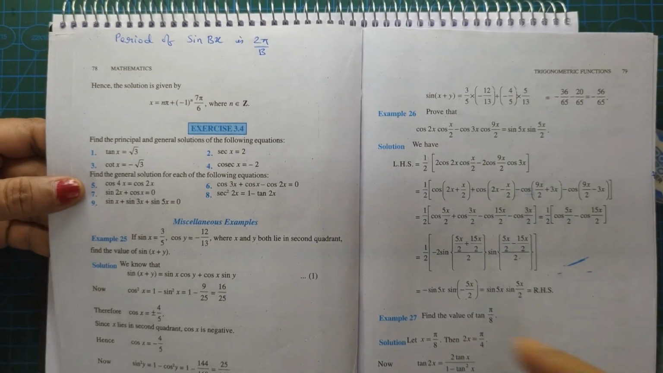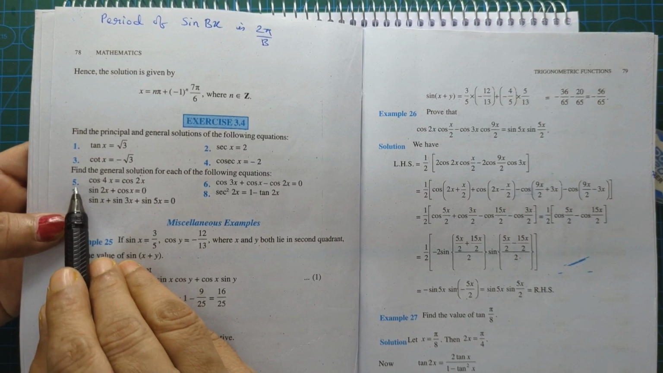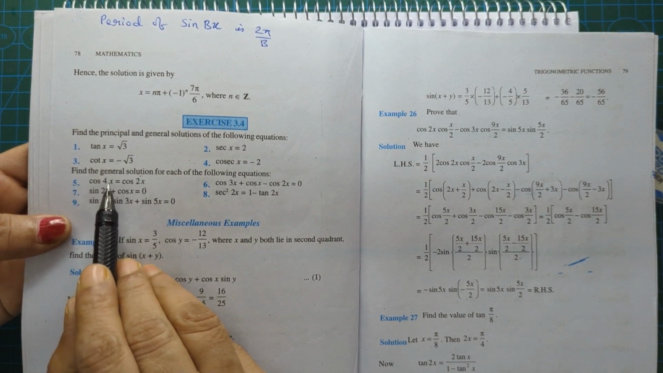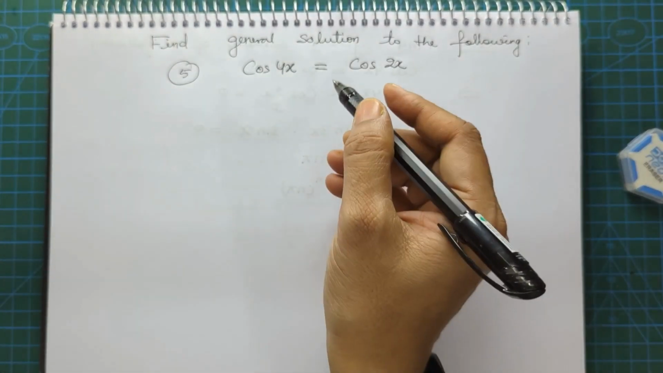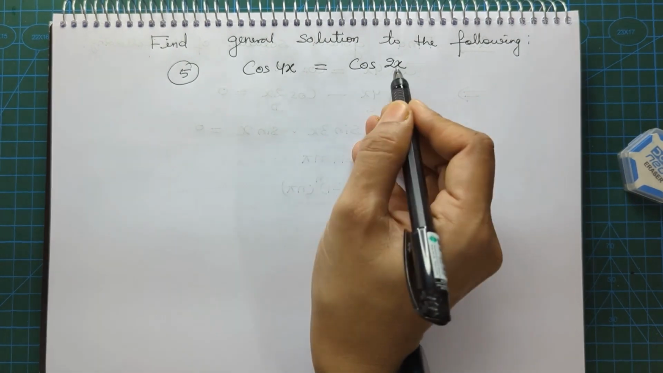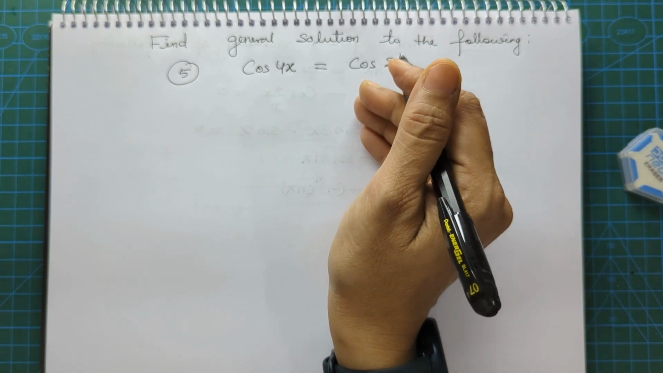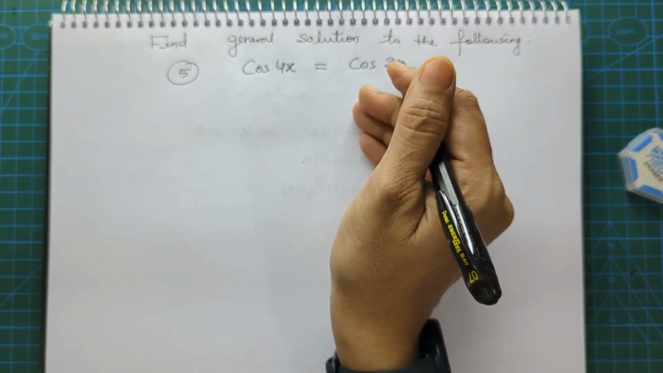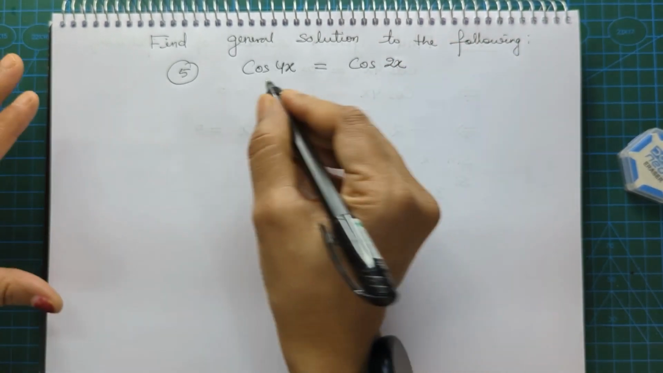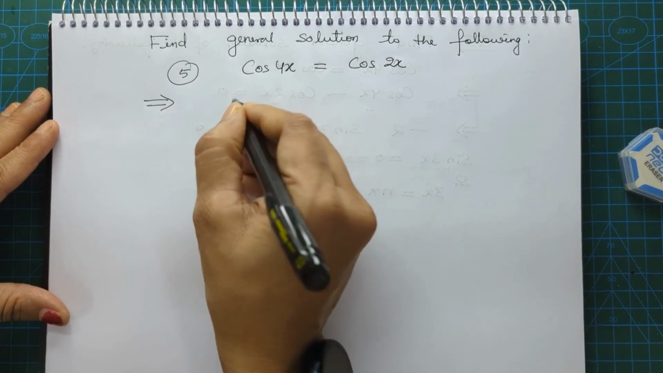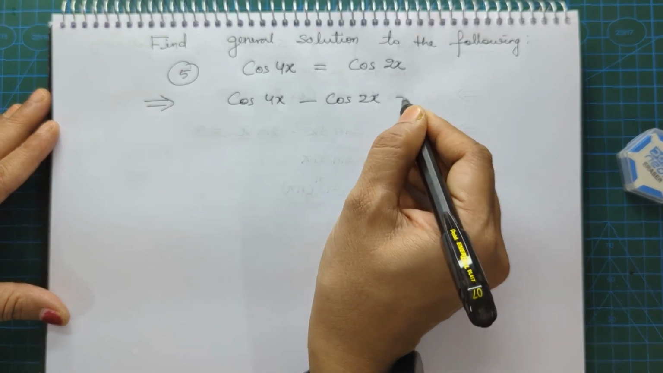Now the next set of questions. Find a general solution for each of the following situations. The first one is the fifth question, which is given as cos 4x is equal to cos 2x, and we have to find the solution. Solution to this equation is finding the value of the variable. The variable is x. So this has to be written in the form cos x is equal to cos y, so that we can write x as 2n pi plus or minus y. So first we will rewrite this in proper format, which is cos 4x minus cos 2x is 0.